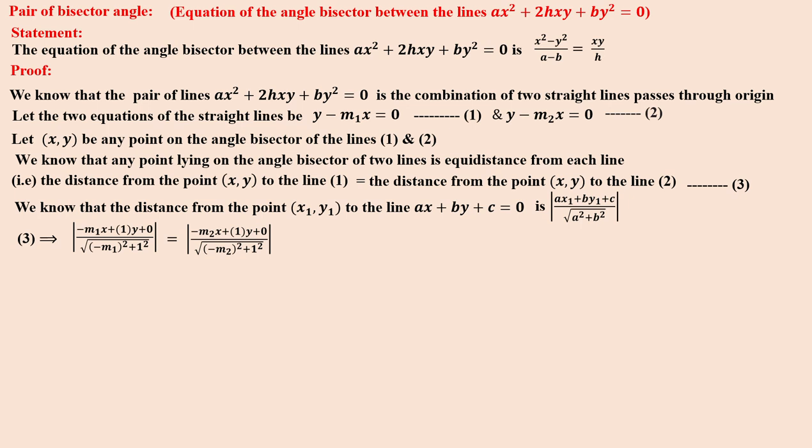Both are equal. Now we are going to remove the modulus. When you remove the modulus, you have to put plus or minus, similar to a square root. If it is 25, which is equal to 5 square, then when you take the square root, you take plus or minus. The same idea, the same concept, we have to use.